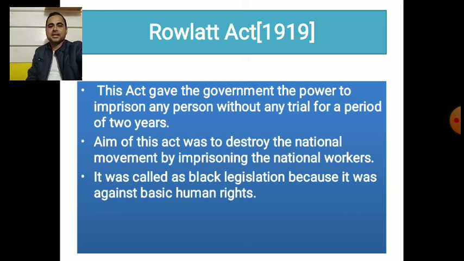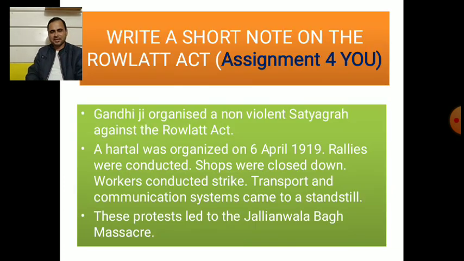Now, next, when all these things happened from the very beginning, we tried to understand what nationalism is, how nationalism started to take shape in our country, and what initiatives were taken to make the people understand the satyagraha. This aspect we have discussed. Now, this is the first segment of this chapter, and I'm going to conclude this first segment of the chapter with a small assignment for you.